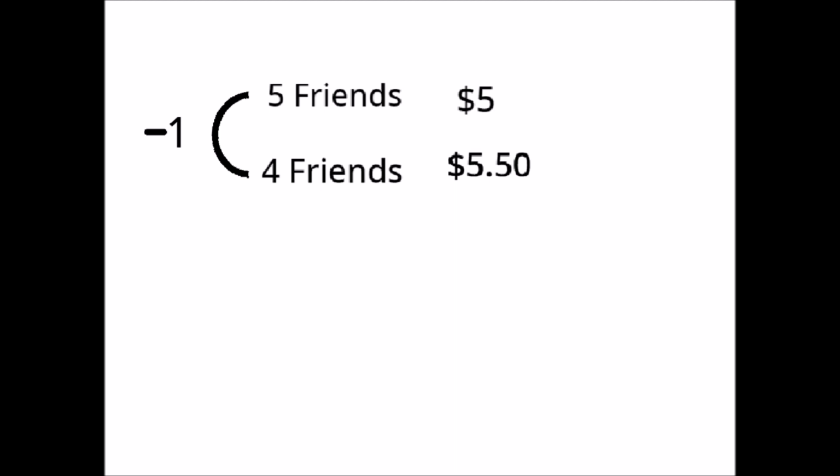Write 5 on the top left and $5 on the top right. Write 4 on the bottom left and $5.50 on the bottom right. Left side difference is -1. Right side difference is +0.5. Multiply left side difference with new average.